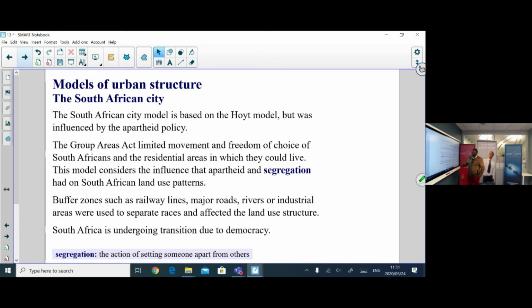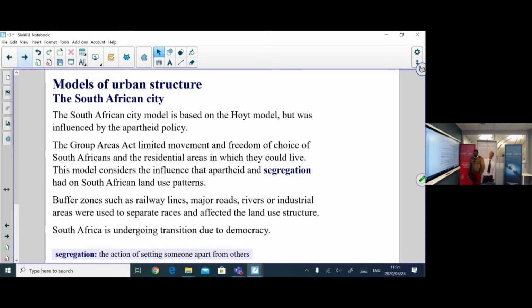So the Group Areas Act limited movement and freedom of choice of South Africans in the residential areas in which they could live. This model considers the influence that urban segregation had on South African land use patterns. Buffer zones such as railway lines, major roads, rivers, or industrial areas were used to separate races and affected the land use structure.